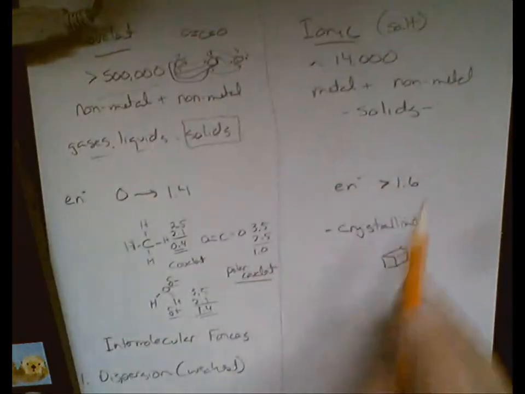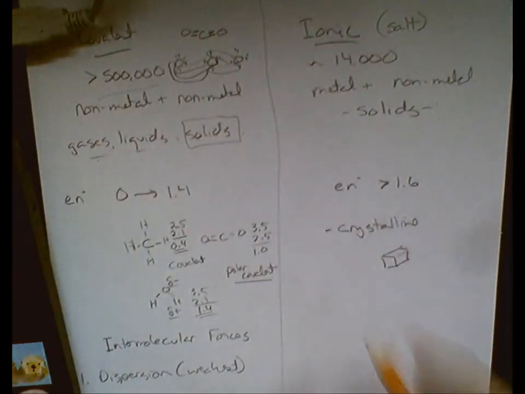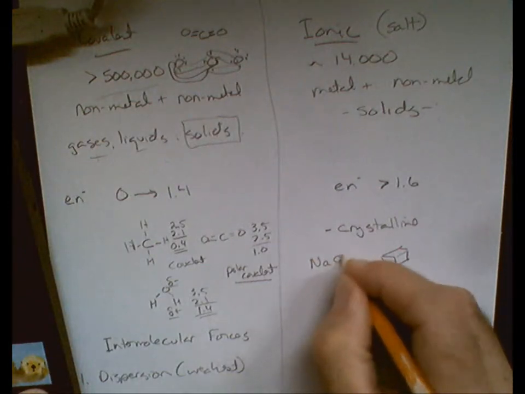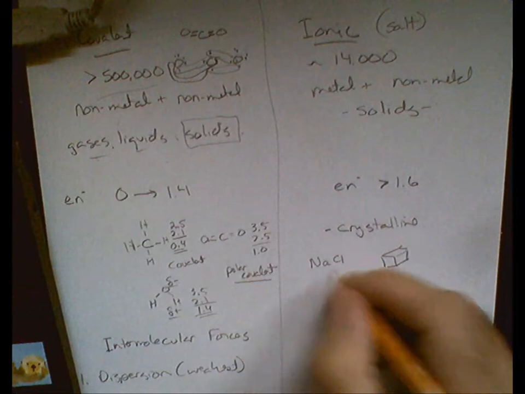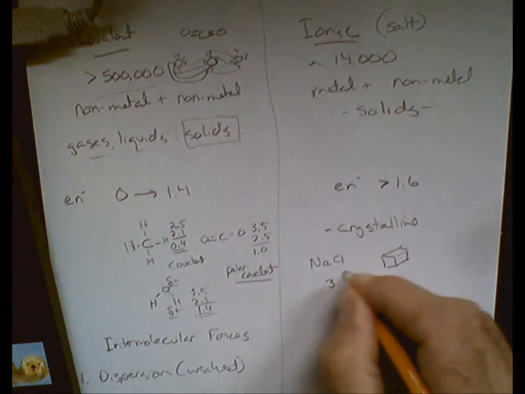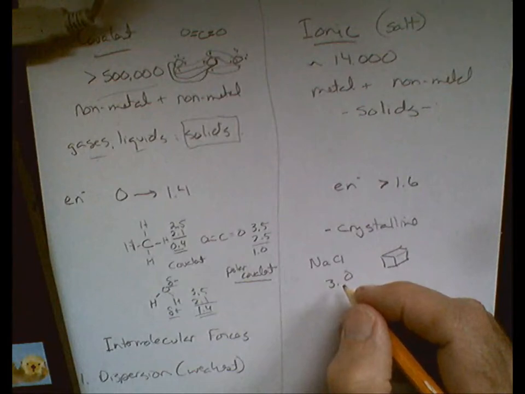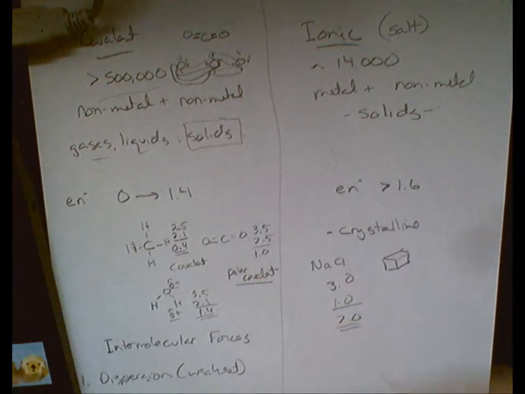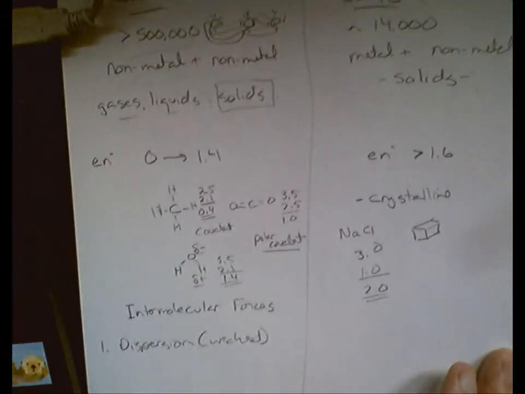Salts are greater than 1.6 in electronegativity. So if we were to take NaCl, the electronegativity difference would be, I believe, 3 for chlorine. And if I took sodium, and I'm going to have to look that one up, it's 1.0. That's a 2.0 electronegativity difference.